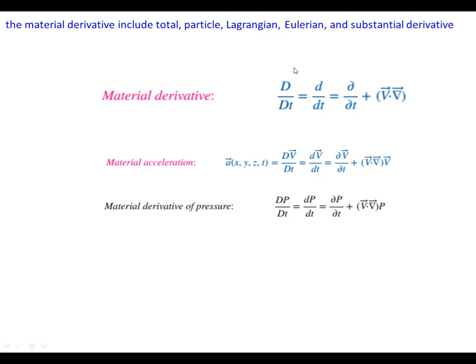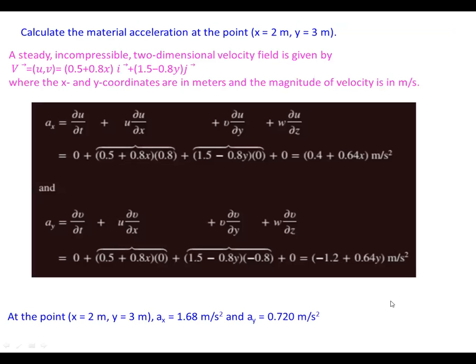If we apply it to velocity, we get the acceleration: Dv vector by Dt equals ∂v vector by ∂t plus v vector dot del operator acting on the same v vector. Similarly, for the material derivative of pressure, we can use Dp by Dt equal to ∂p by ∂t plus v vector dot del operator on p.